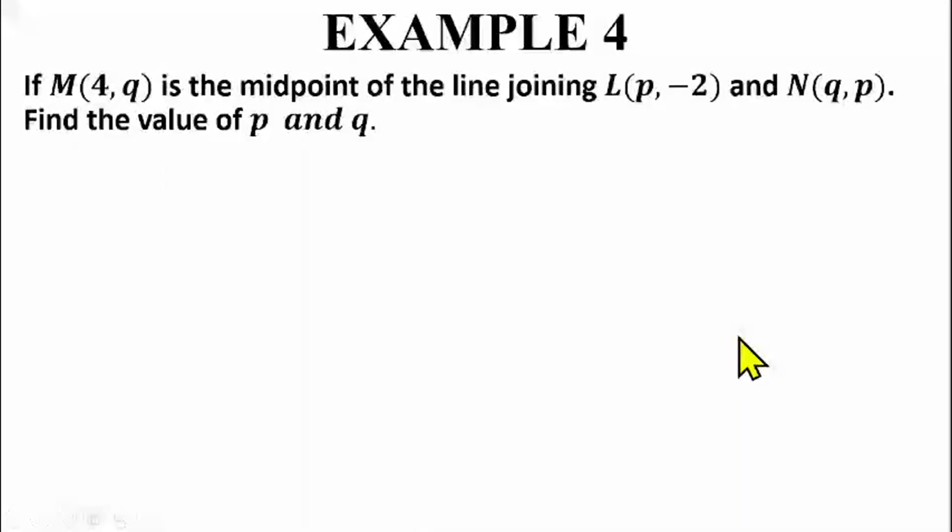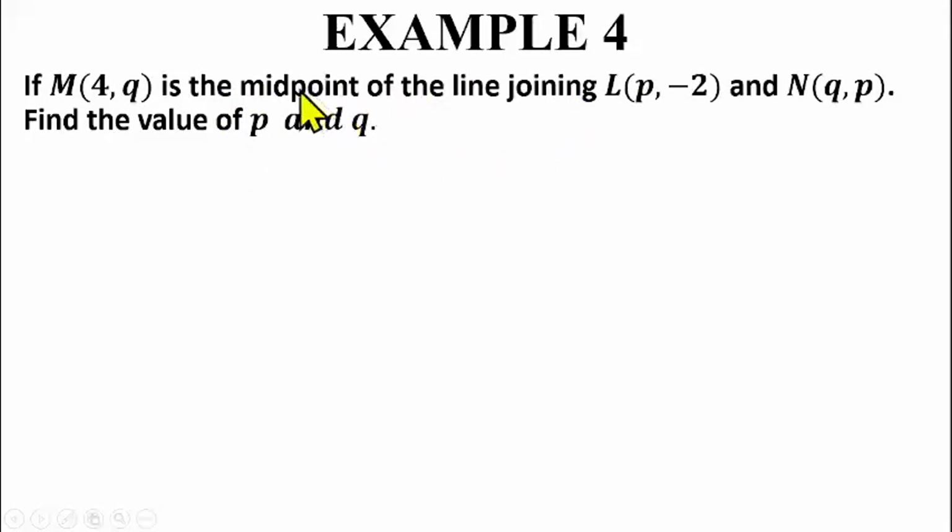So another example here, and this is an indirect question, just like we have under the distance between 2 points, and this is a jump question also. We are told that if M, having the coordinate of 4 comma q, is the midpoint of the line joining point L having p comma minus 2 as the coordinate, and point N having q comma p as the coordinate also, we have to find the value of p and q.